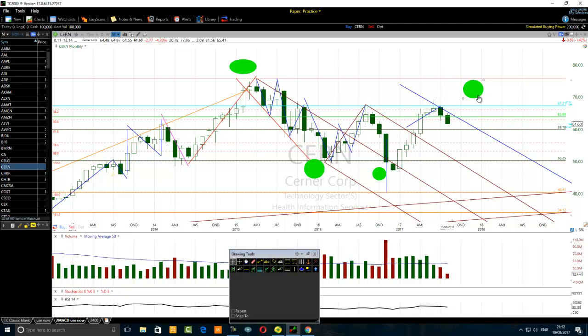So what is this one? This is a hot spot trading zone. What is this one? A hot spot trading zone. What is this one? A hot spot trading zone.